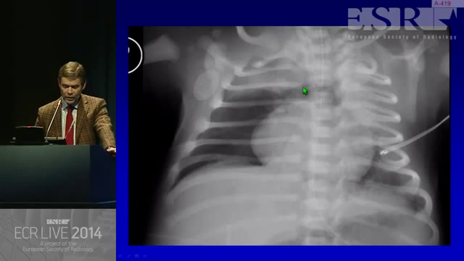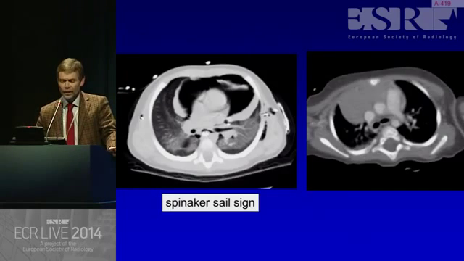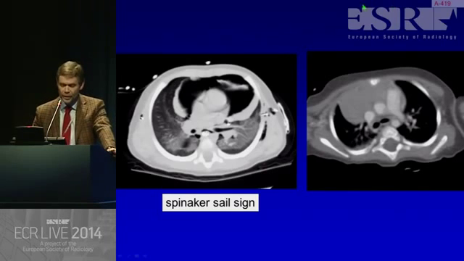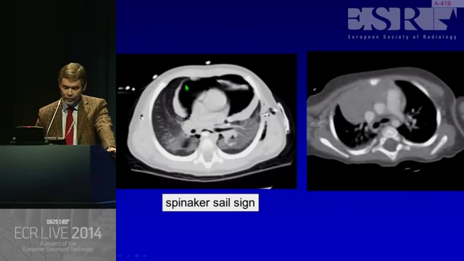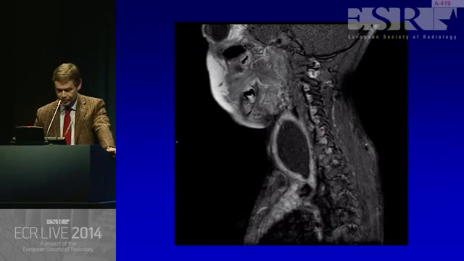And now we see the medial side of the thymus bordered by air. And this is called the spinnaker sail sign. And the spinnaker sail sign is a sign of pneumomediastinum, so air within the mediastinum, like this. It's a barotrauma, usually in intubated children. There you see the air, and this is making the border on the X-ray. And it should be like this, no air at all. So then we speak about the spinnaker sail sign. And that's not normal thymus, that's pathology.